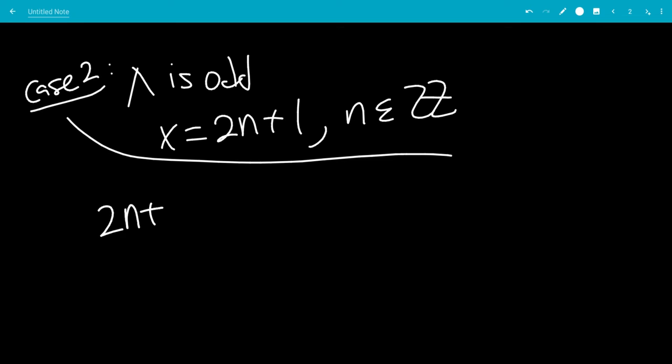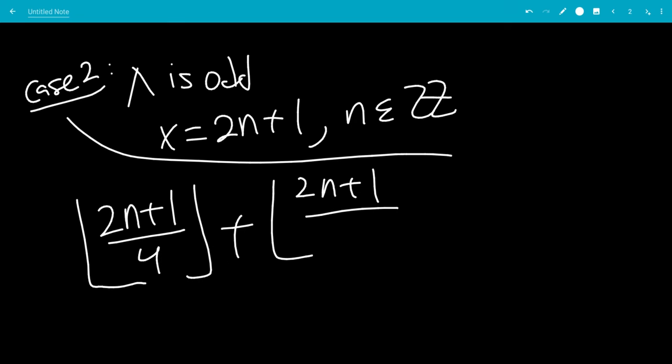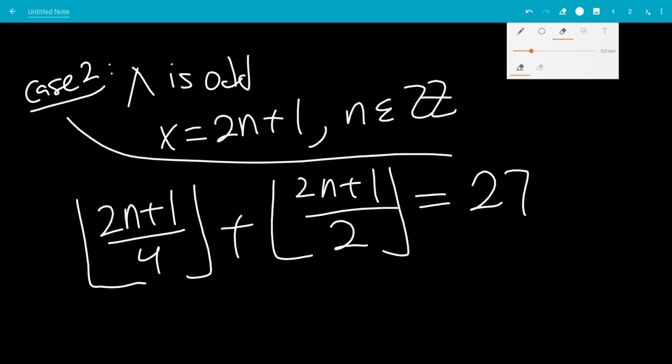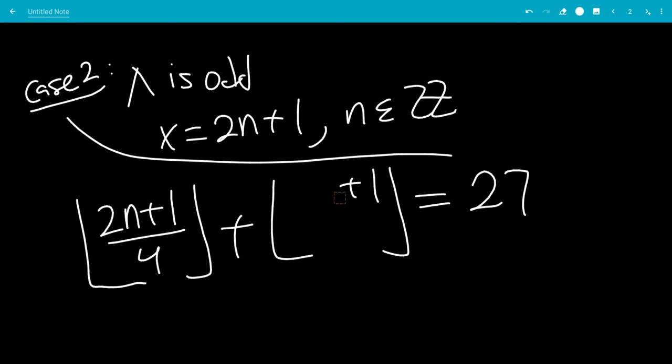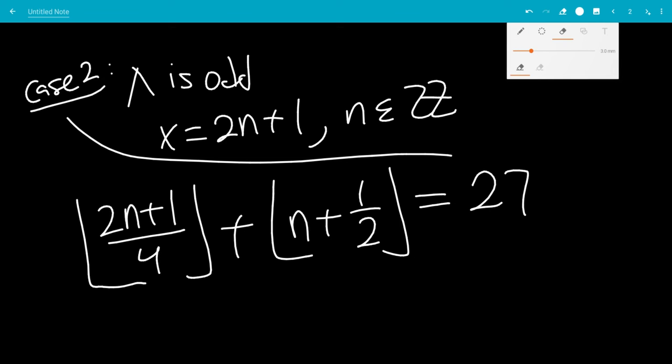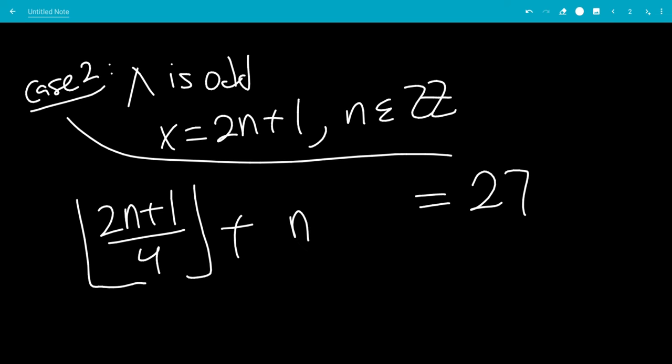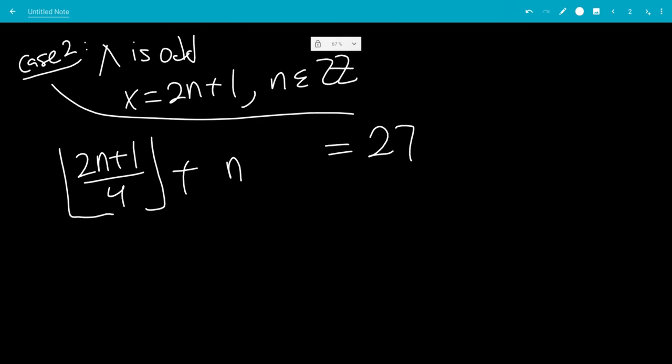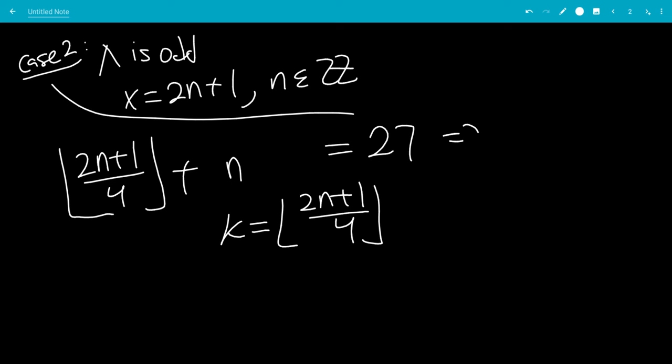So we have the floor of 2n plus 1 over 4, plus the floor of 2n plus 1 over 2, just plugging into the original equation, equals 27. 2n plus 1 over 2 can be simplified as n plus 1 half. And n is an integer. That makes n plus 1 half not an integer, but the floor of that will just get rid of the 1 half term, so you're just left with n. And now we're going to basically do the same thing. So we're going to let k be the floor of 2n plus 1 over 4. That makes n be 27 minus k.